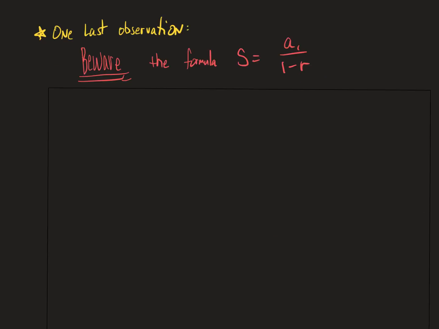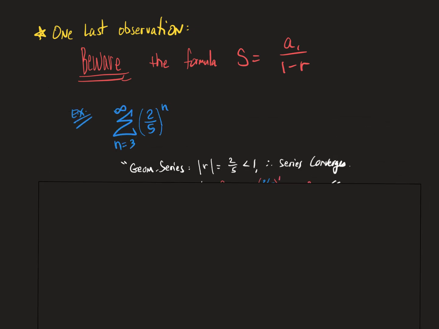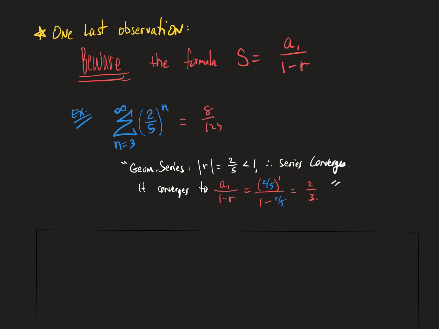One last observation, beware of this formula for the sum of a converging geometric series. We derived it in period B5 as a1 over 1 minus r, but really you should think of this as first term, not necessarily a sub 1. If you're wondering, what do you mean? Well, look at this series. This series here starts at 3, and so if we expanded it, that would be 2/5 to the third plus 2/5 to the fourth, and it goes on and on and on.